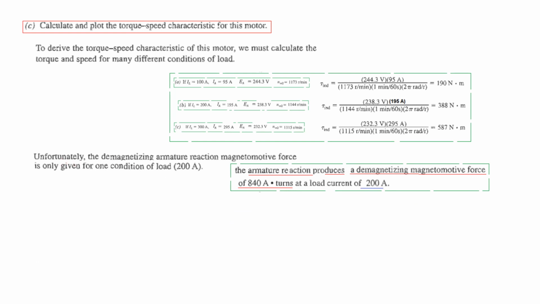Unfortunately, the demagnetizing armature reaction magnetomotive force is only given for one condition, that is 200 ampere. So this was given, if you recall. The armature reaction produces a demagnetizing force of 840 ampere turns at a load current of 200 amperes. But we don't know how much will be the magnetomotive force when the current is, let's say, 100 ampere or 300 ampere or 400 ampere or 500 ampere, and therefore we cannot easily get this data.